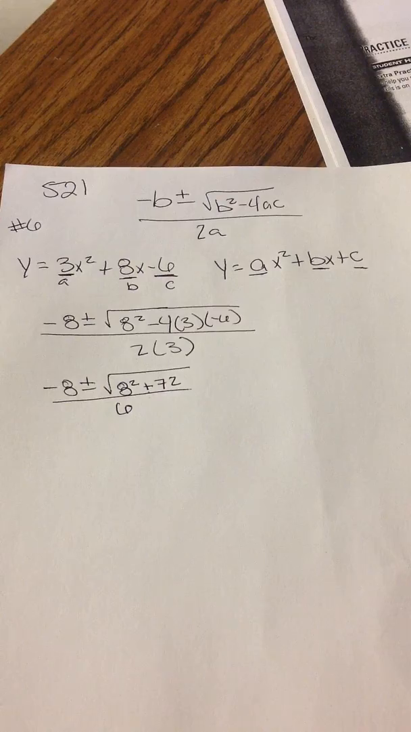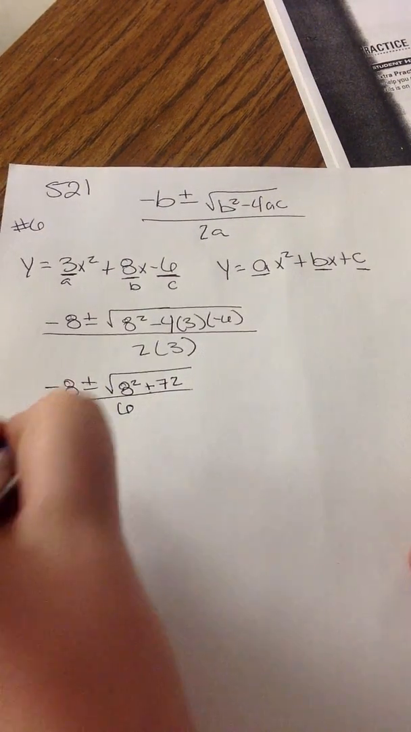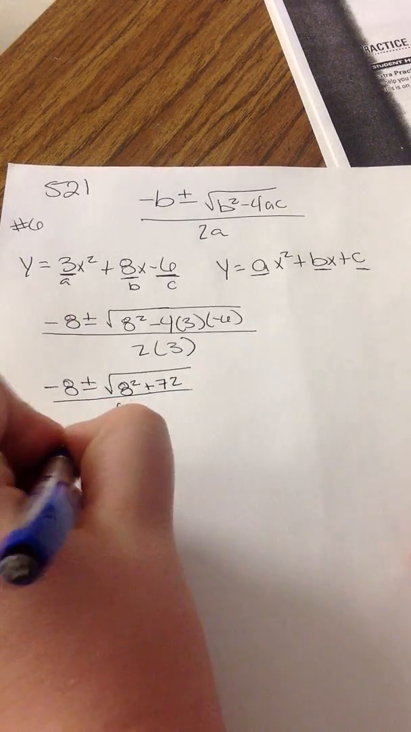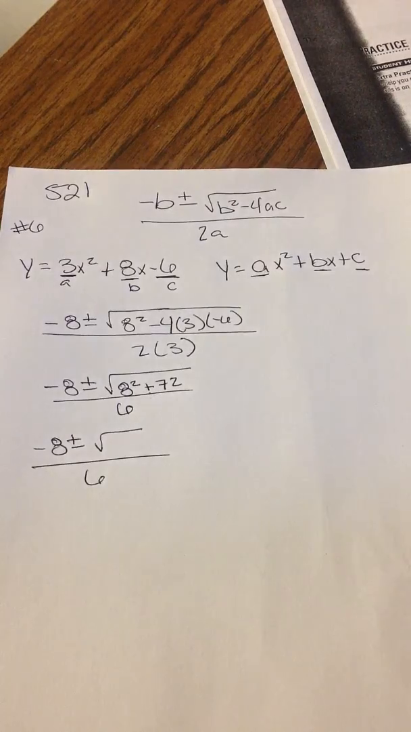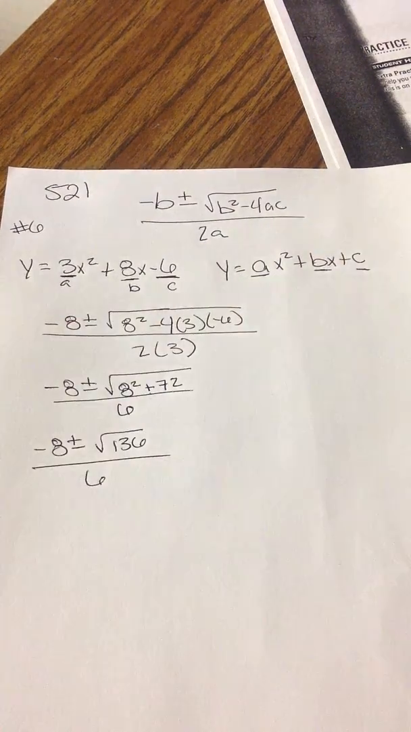Okay. 8 squared is 64. And 64 plus 72 is 136. Okay.